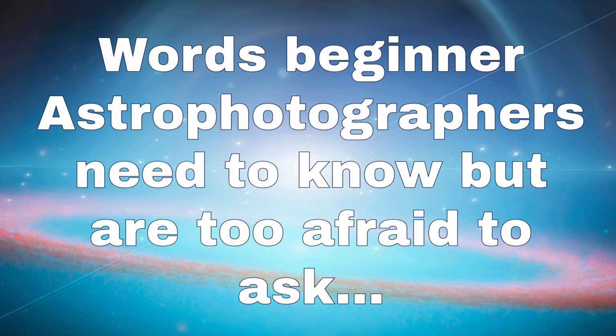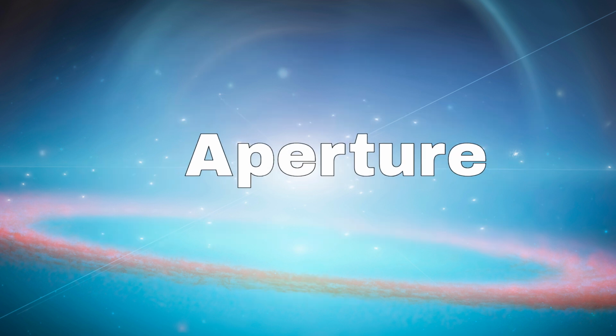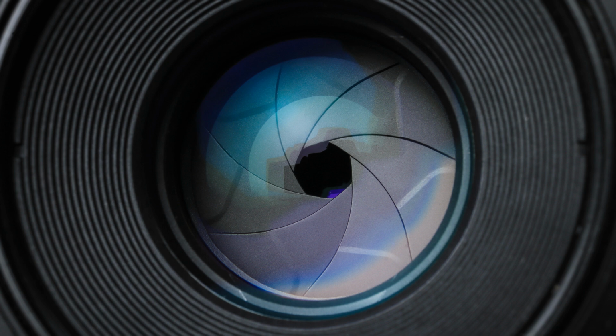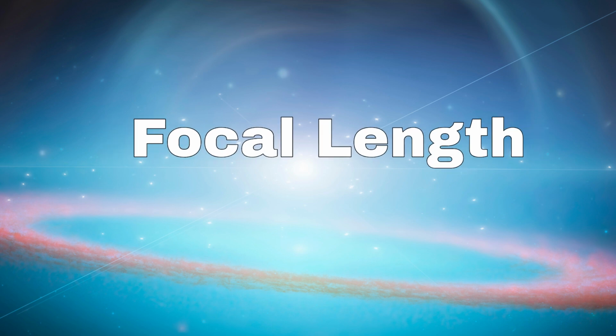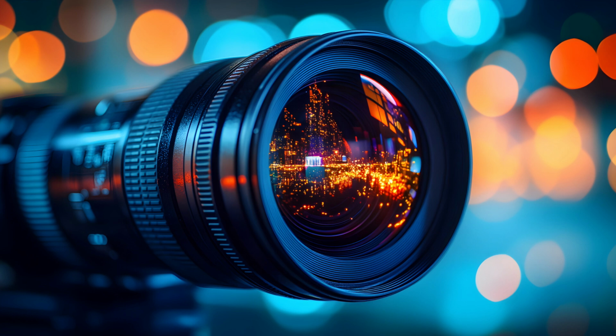The first one is aperture. This is the opening in a telescope or a lens that controls the amount of light that reaches the camera's sensor. The next one is focal length. This is the distance between the lens and the sensor, determining magnification and field of view.